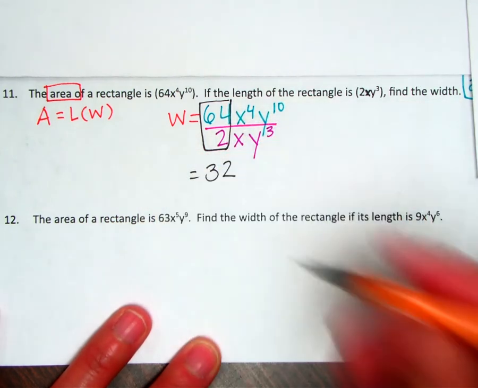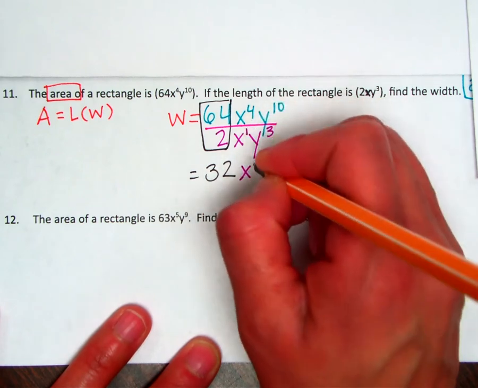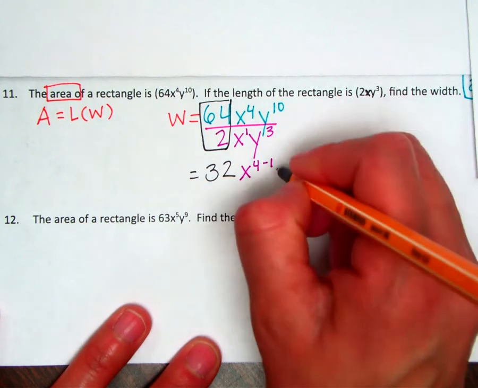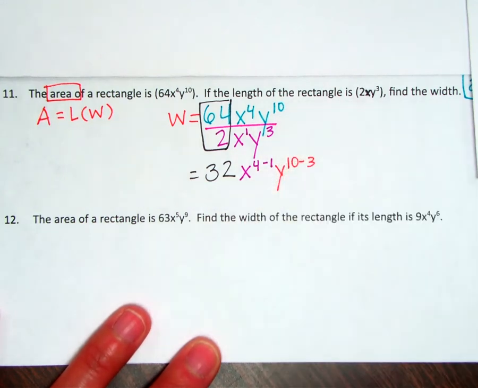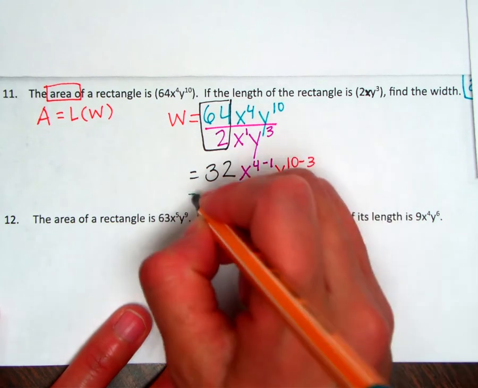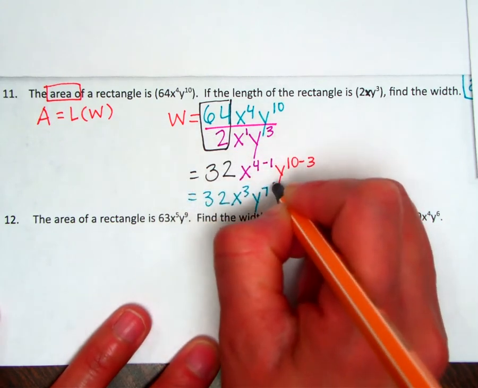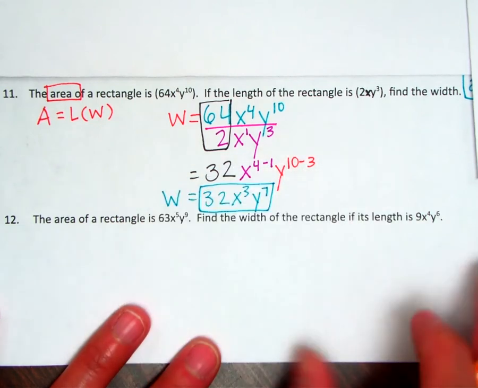For your variables, you are subtracting your exponents in order from top minus bottom: 4 minus 1 for x, and then for y, 10 minus 3. So you simplify your final answer to be 32x to the third, y to the 7th. There are no negative exponents, so you're done here.